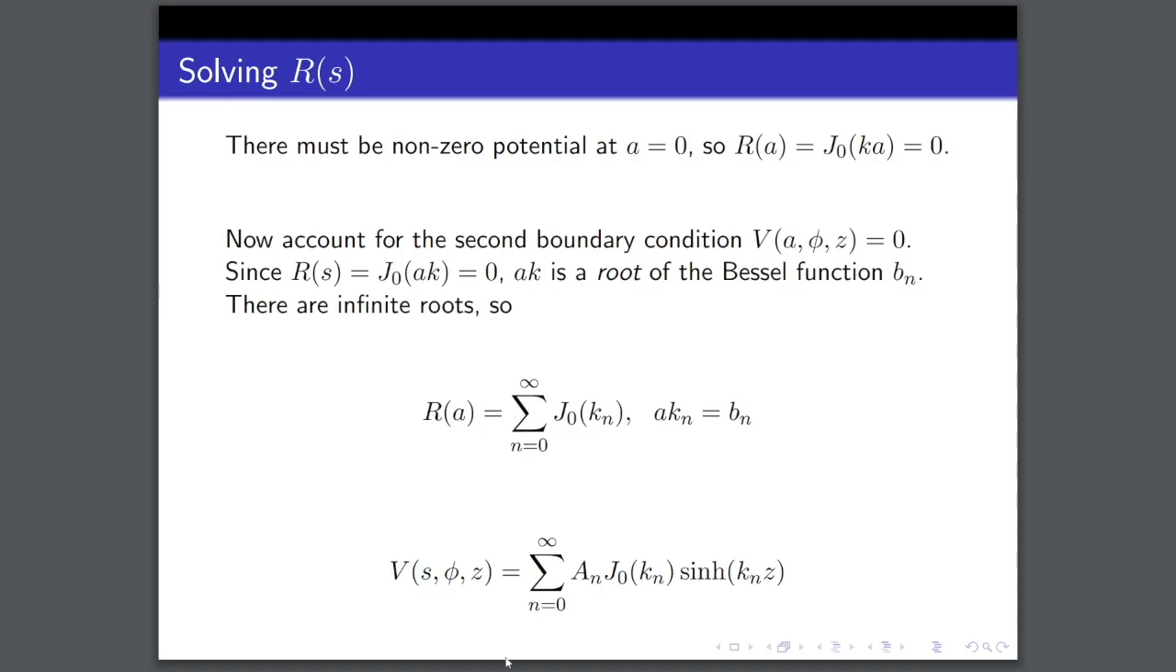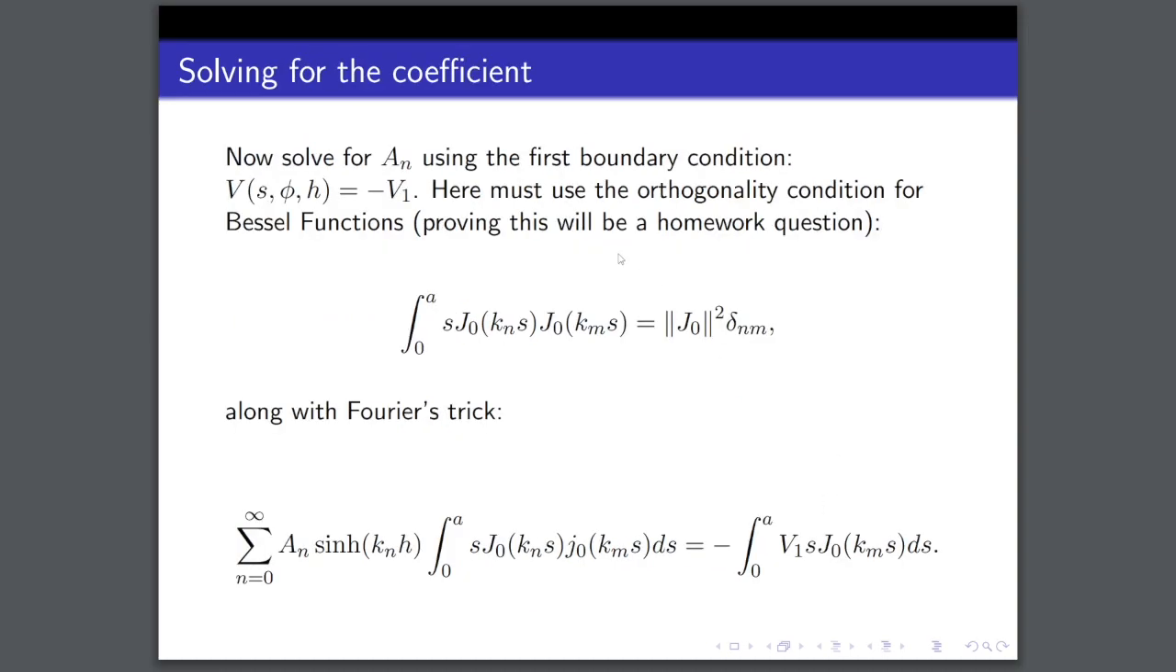Then we can plug that into our original overall potential function with both our z component and our R component to get that our overall potential function is the sum from n equals 0 to infinity of a sub n, the 0th order Bessel function of k sub n s, times sinh of k sub n z. Now we have to solve for the constant a sub n using the first boundary condition, which, as a refresher, was that the top cap of the cylinder must be kept at a constant potential negative V1. So at z equals h, the potential must be negative V1.